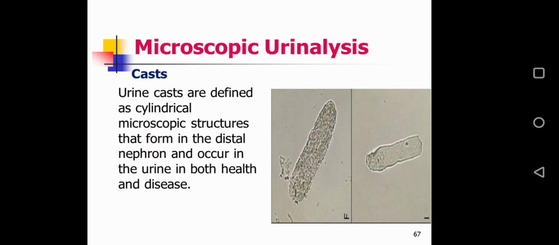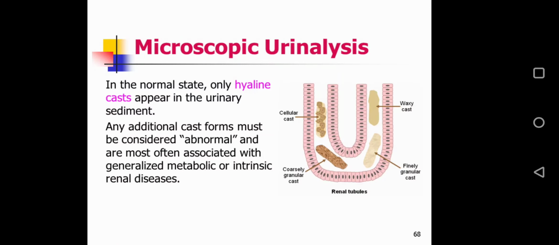Urinary casts are defined as clinical microscopic structures that form in the distal nephron and occur in the urine in both health and disease. The cylinders are composed primarily of a kidney-specific protein that is produced only in the distal tubule and collecting duct of the nephron. In the normal state, only hyaline casts appear in urinary sediment. Any additional cast forms must be considered abnormal and are most often associated with generalized metabolic or intestinal renal disease.